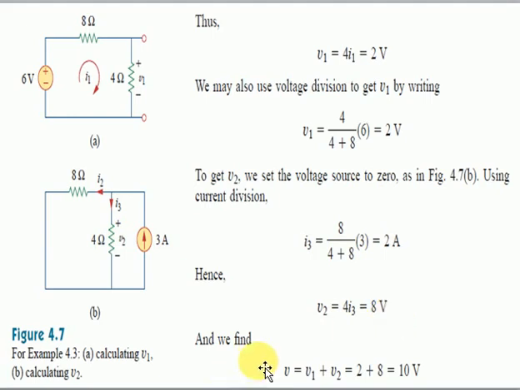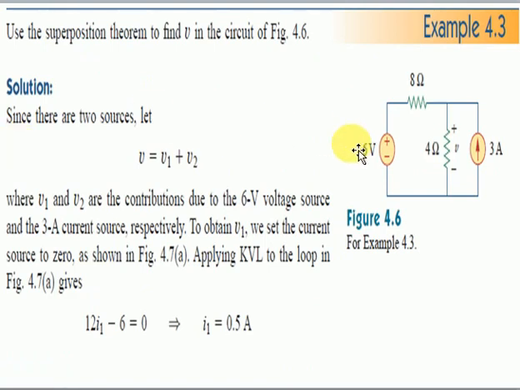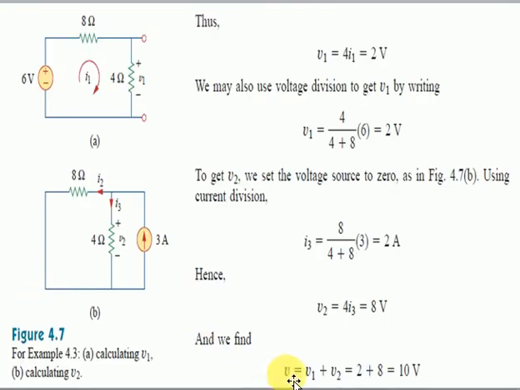So at the end we can get the value of this V by adding V1 and V2. So when we add V1 plus V2, then we get the value of 2 plus 8, that is equal to 10 volt. So this is the superposition theorem.